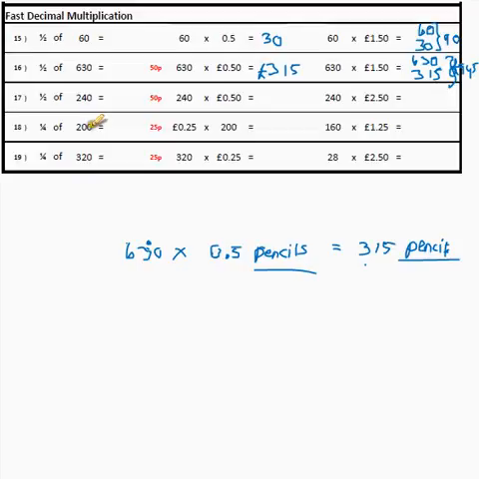Do you know what's a quarter of 200? You can half it and half it again. Half of 200 is 100. Half of 100 is 50. Now, if I would say 25p times 200, you can just say that as a quarter of 200 and the answer is 50. Because we have pounds there, it is pounds.